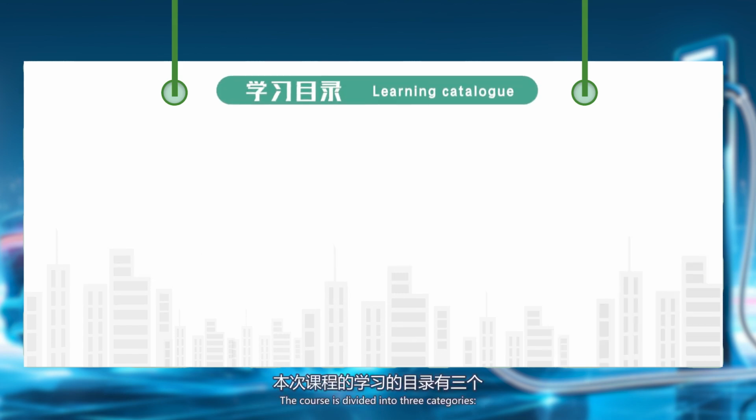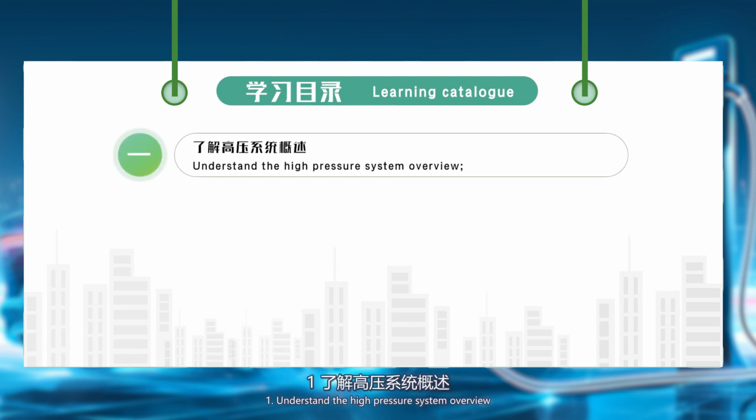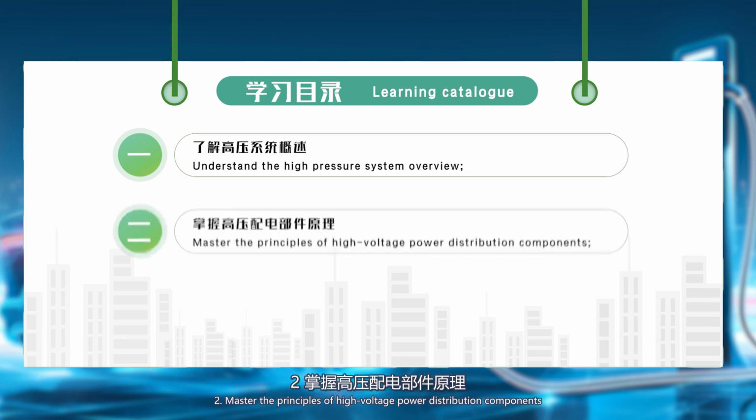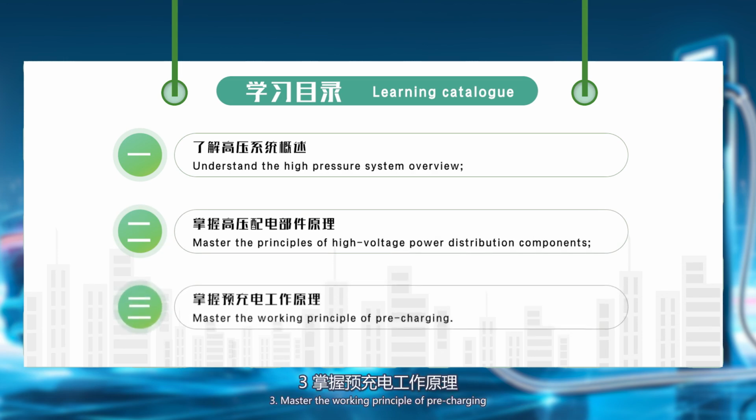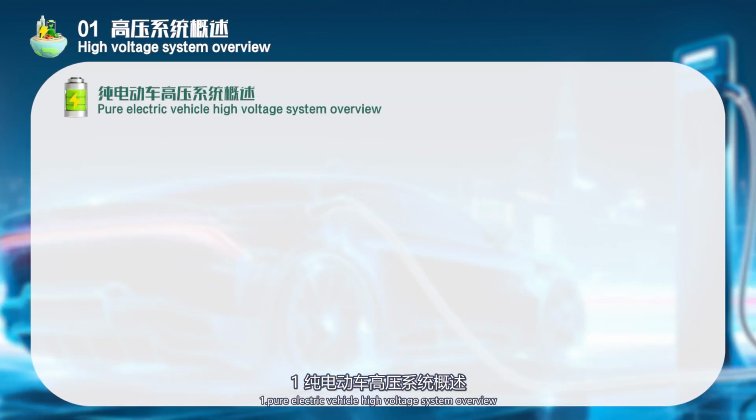The course is divided into 3 parts. 1. Understand the high-voltage system overview. 2. Master the principles of high-voltage power distribution components. 3. Master the working principle of pre-charging. 1. Pure electric vehicle high-voltage system overview.